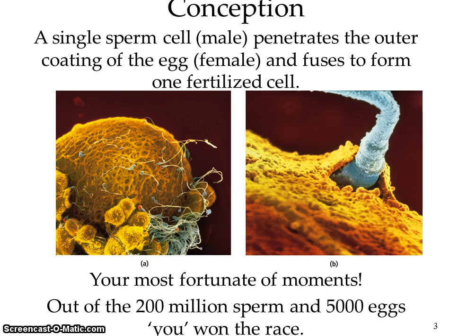So conception is when a sperm penetrates an egg, and at that point, rapid cell division will start to occur. You can consider this your most fortunate of moments because you are the fastest swimmer in the bunch. You can see in the picture there are hundreds of sperm that are swimming around the egg. Once the sperm has penetrated the egg, the egg has this blocking potential. So once one sperm has penetrated, the egg will block out all of the other sperm.